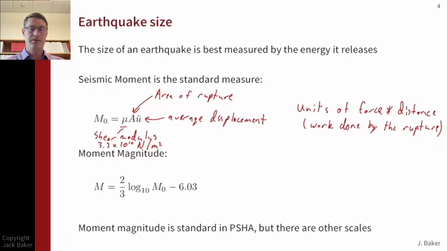And then we more commonly use it in seismic hazard calculations. We convert this seismic moment to a moment magnitude. That's given by the second equation here, with M being moment magnitude: M = 2/3 times the base 10 log of the seismic moment, minus 6.03.